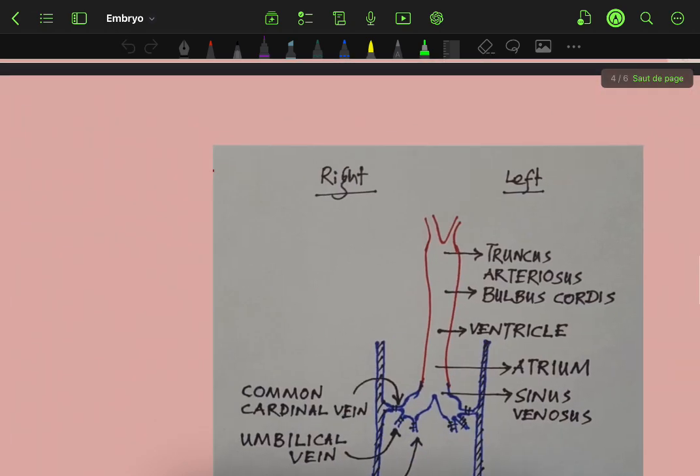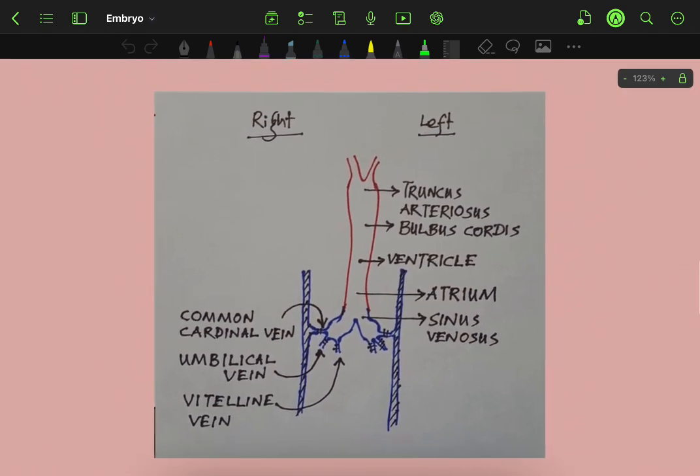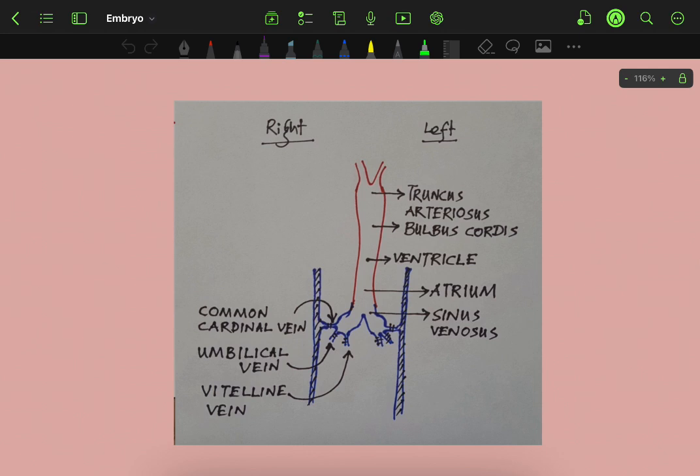So let's move on to the next slide. As you can see in front of you, there's this drawing of Dr. Paul. And we will take it as an example today to explain the endocardial heart tube. As you can see, there are different parts of the endocardial heart tube. Endocardial heart tube, my bad.